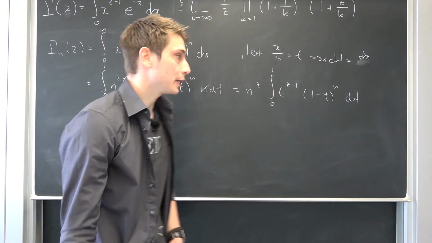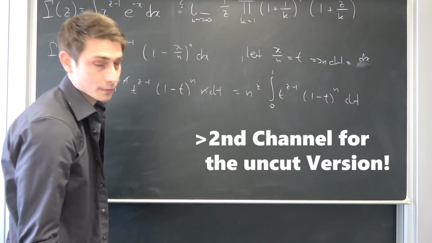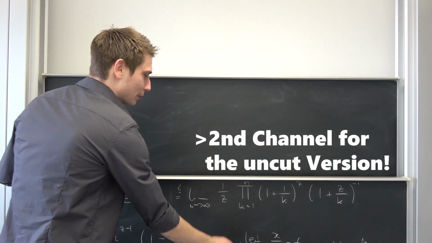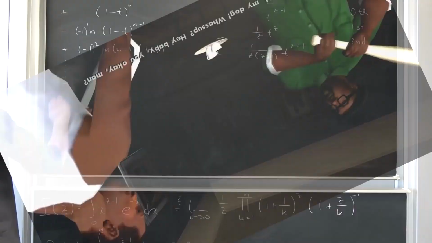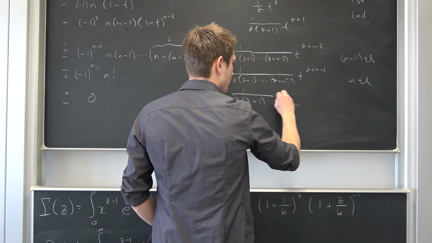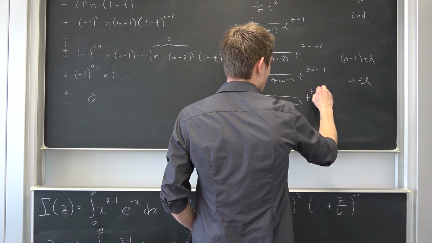And this is where the real annoying part is going to start. We are going to do integration by parts. A lot. n times, probably. Up until t to the z plus n power. Okay? That's an ugly direct proof.